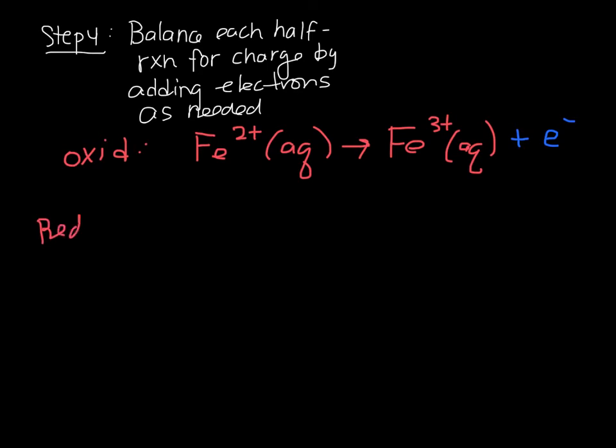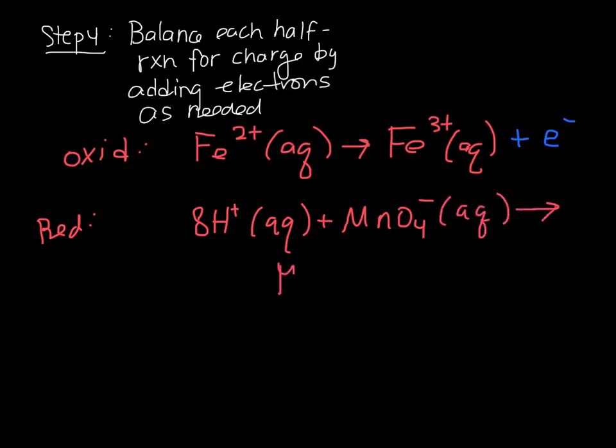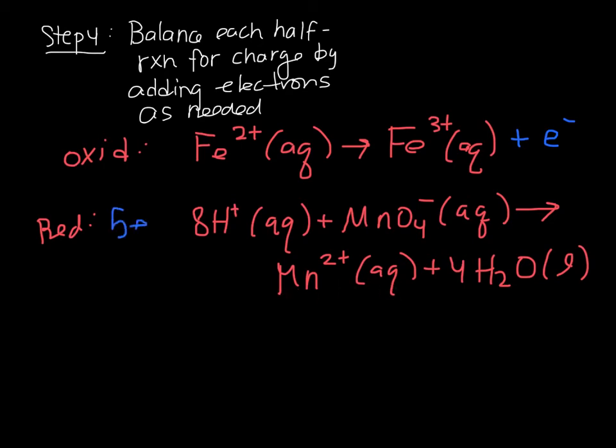For our reduction reaction, we had 8 hydrogen ions plus MnO4 minus on the left side, and this was going to Mn2 plus plus 4 H2O. So we can look here, and on the left side we have 8 plus and 1 minus, so that makes a total of 7 plus. And over here we only have 2 plus, so that means that we need to add 5 electrons to the reduction reaction.